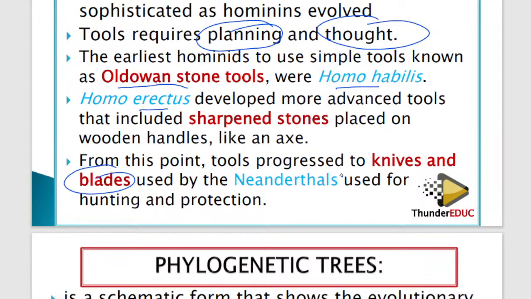The Neanderthals are also linked to humans because they disappeared some 10,000, 12,000 years back. So it's just recent. Someone can say that 10,000 years, 12,000 years, that's a lot. But when you talk about evolution, that's a small number.